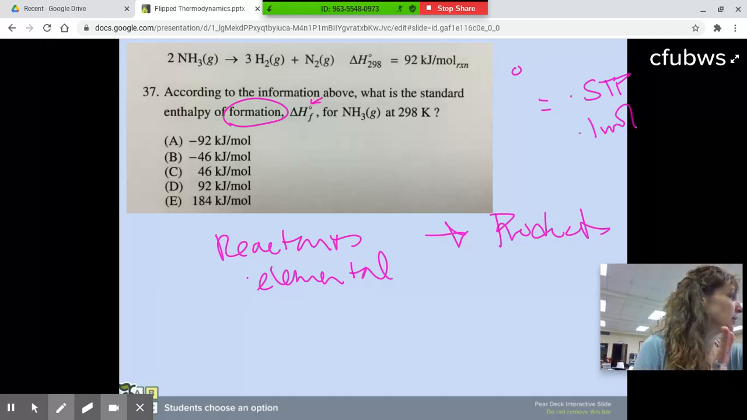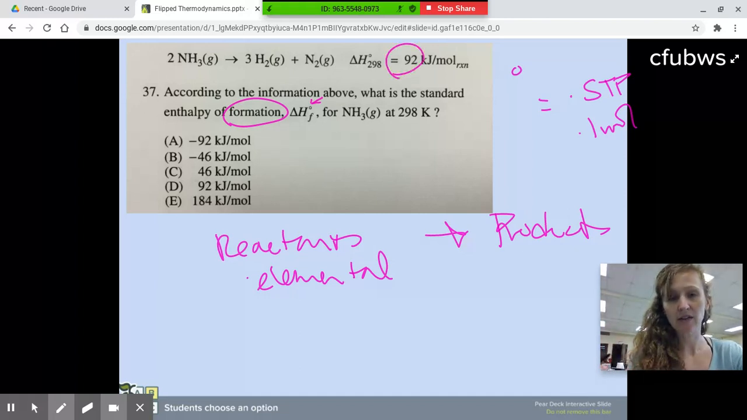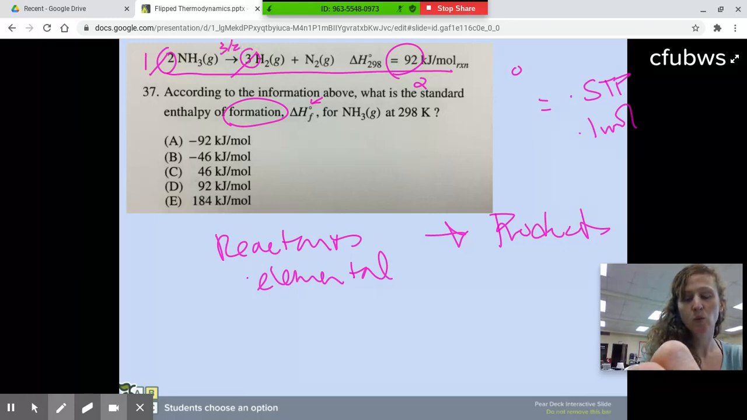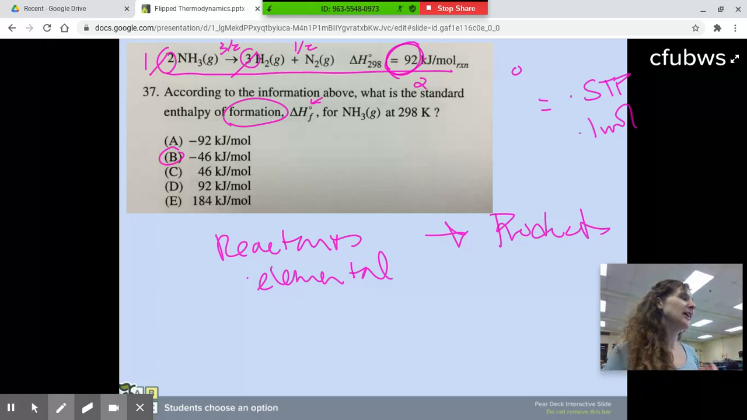And so you guys were right. Anyone who said A was right in that you do have to flip the reaction, which is going to flip the sign from a positive to a negative. That is true. But you also have to divide the whole reaction in half. So instead of a 2, you'd get a 1. Instead of a 3, you'd get a 3 half. Instead of a 1, you'd get a 1 half. And then enthalpy also gets divided by 2. So your answer should be B, which most of you flipped to from A. So you must have been debating between those two things.